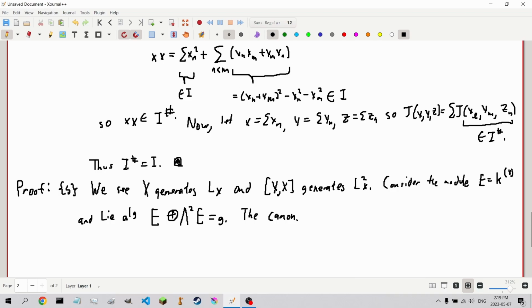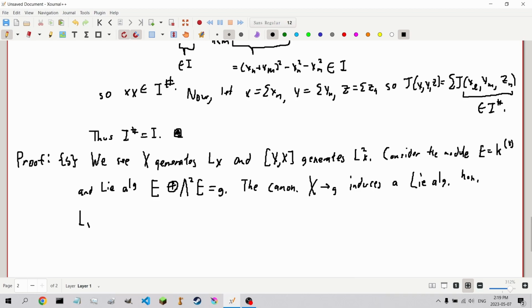The canonical map of x into G induces a Lie algebra homomorphism from Lx into G, and the direct sum of Lx1 plus Lx2, which I guess is supposed to be the analogous of E and the wedge of 2 E's, going to be sent into Lx and into G, and this whole thing as one map is an isomorphism.